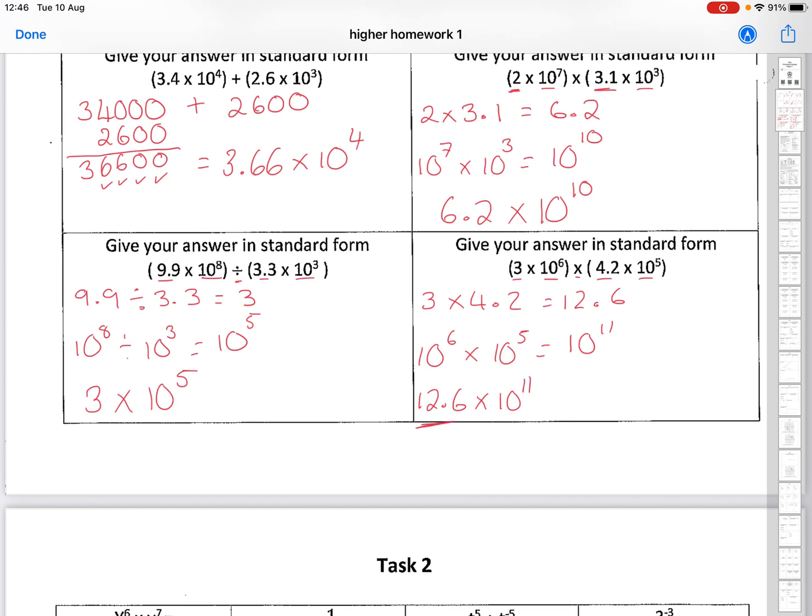However, this is not correctly in standard form because this number is not between 1 and 10. So we have to correct this number. So we would just basically need to move our number once to the left, to the right. So it's going to be 1.26 times 10, and we need to add 1 to the power because you would then times it by another 10. So it would be to the power of 12.